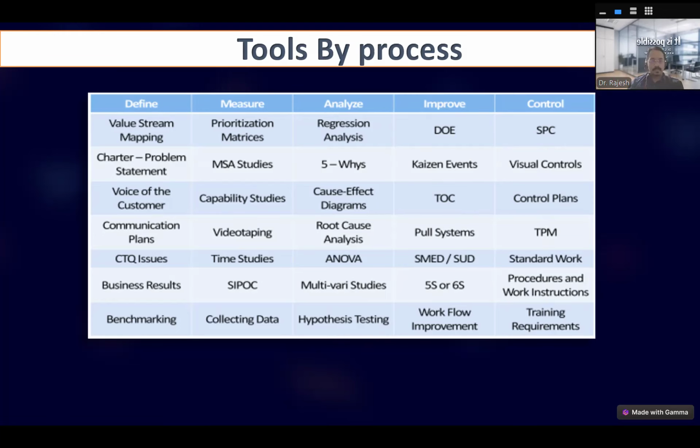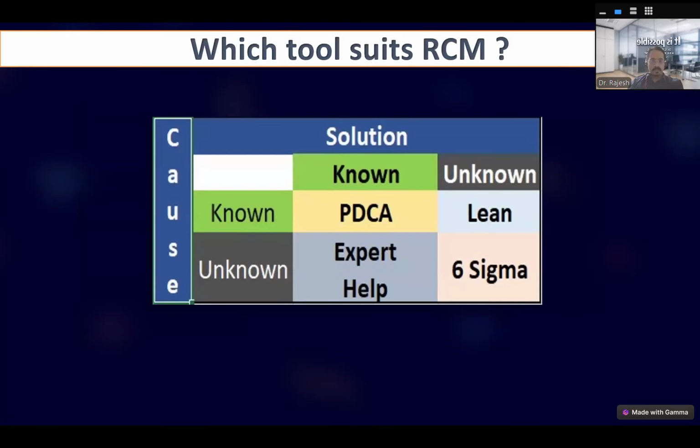Coming to RCM, which is the best tool I have to use? There are two ways to understand. One, you have to check your causes and your solution, right? Do I know the cause or I don't know the cause? Do I know the solution or I don't know the solution? This is very important, which is going to decide your tool.